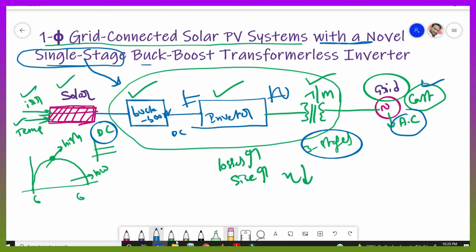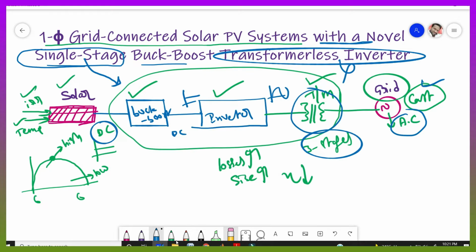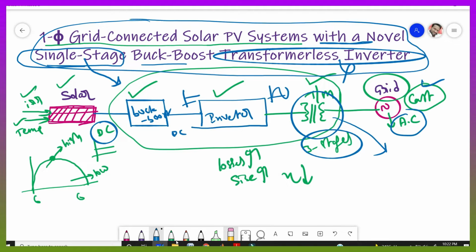So single stage buck boost transformerless inverter, this is also a main thing. Actually if you see the transformer outside, it is a big size, it takes more space, and loss also increases. So to eliminate all those things, in our project we don't take a transformer. Our project is a completely transformerless inverter, meaning we don't have this transformer. So these are the main reasons why we are taking this project. So our title is single phase grid connected solar PV systems with a new single stage buck boost transformerless inverter. I think you will get the definition of each and every word and why we are taking it here.